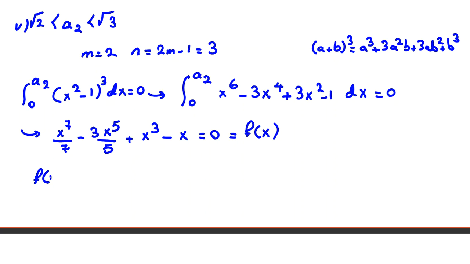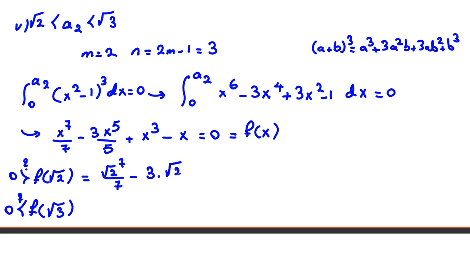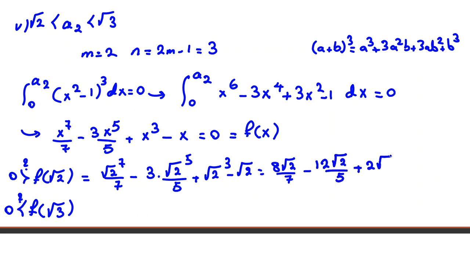f of root 2 is what? And f of root 3 is what? Root 2 should be negative, meaning we've not reached 0 yet, and here it should be greater than 0, meaning we passed A2. f of root 2 is root 2 to the 7 over 7 minus 3 root 2 to the 5 over 5 plus root 2 cubed minus root 2. Root 2 to the 7 is 8 root 2 over 7 minus 3 times 4, 12 root 2 over 5 plus 2 root 2 minus root 2.